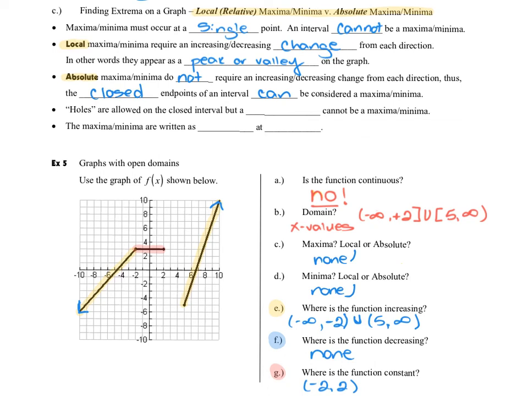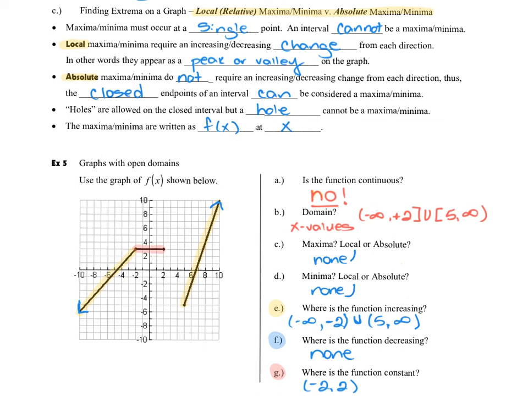Later, we will talk about holes. A hole cannot be a max or min because a hole is not truly on the graph, we will find. And when we write our max and min, we are going to write those as an f of x, in other words, a y value, at a particular x value.